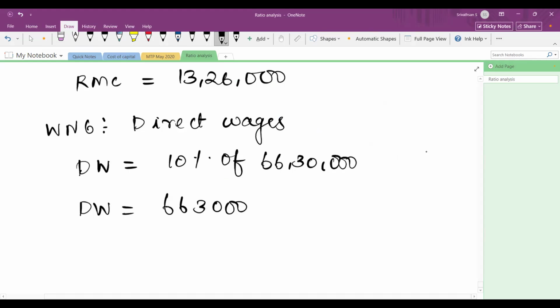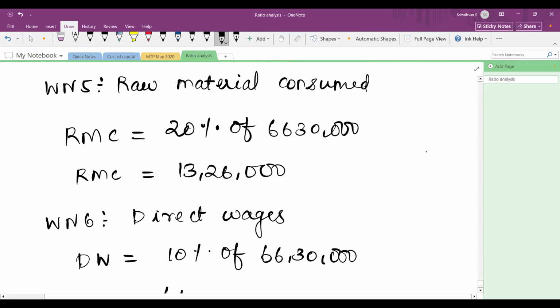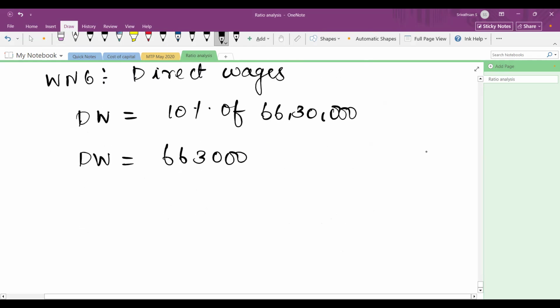Similarly, calculate the stock of raw materials, which is given as 3 months usage, right? So listen, this is something which you need to understand. This raw material is consumed during what period of time? During a period of 12 months, right? So for 12 months, if it is 13,26,000, for 3 months period, how much it will be? Into 3 by 12, right?